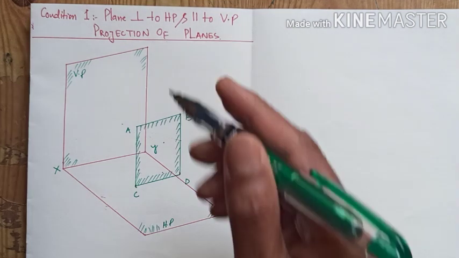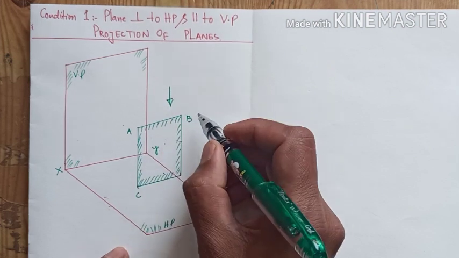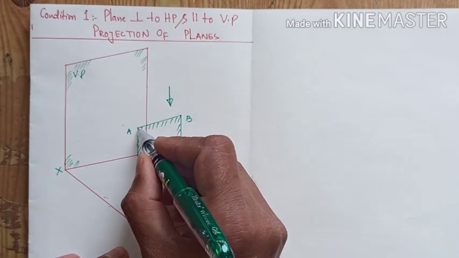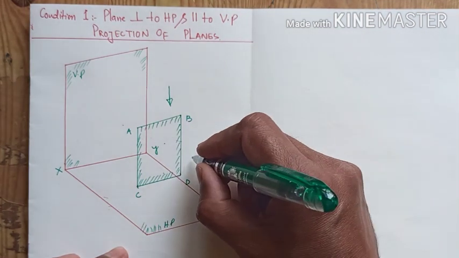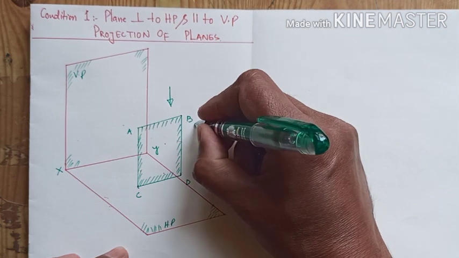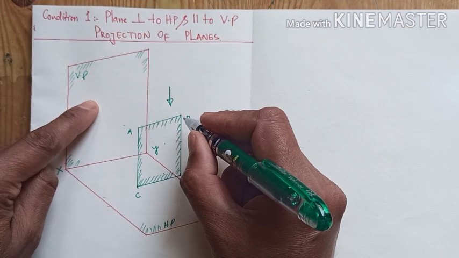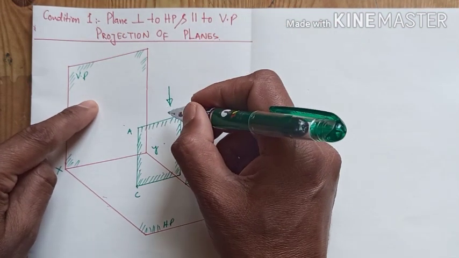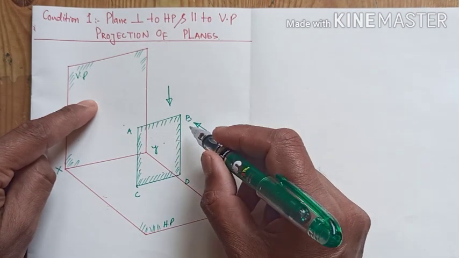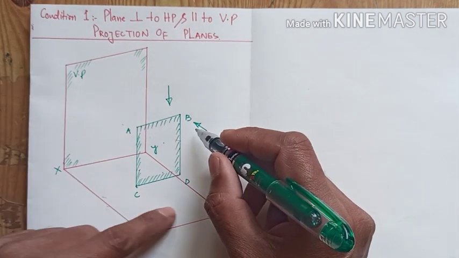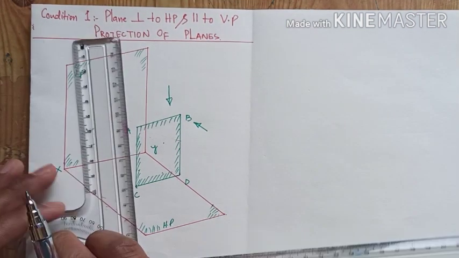If we see the plane from the top, students, what we can see is a line. It will be seen as a line in the top view. If we see it from the front view, we can see this whole rectangle on the VP. So from the top view it will be seen as a line on HP, and from the front view we can see a true shape rectangle on the VP. How? Let me show you.